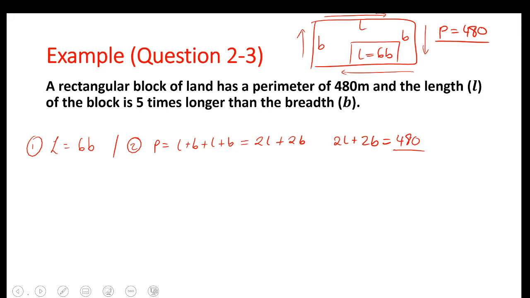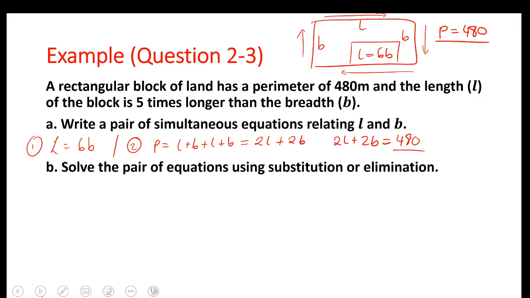Part B. Solve the pair of equations using substitution or elimination. So writing out my two equations again, I get 2L plus 2B is equal to 480, and I've also got L is equal to 6B. Now, in this case, I have an equation where L is equal to something, so the method I'm going to be using for this one is substitution. So wherever I see an L, I'm going to substitute it with 6B. So 2 lots of 6B plus 2B is equal to 480.